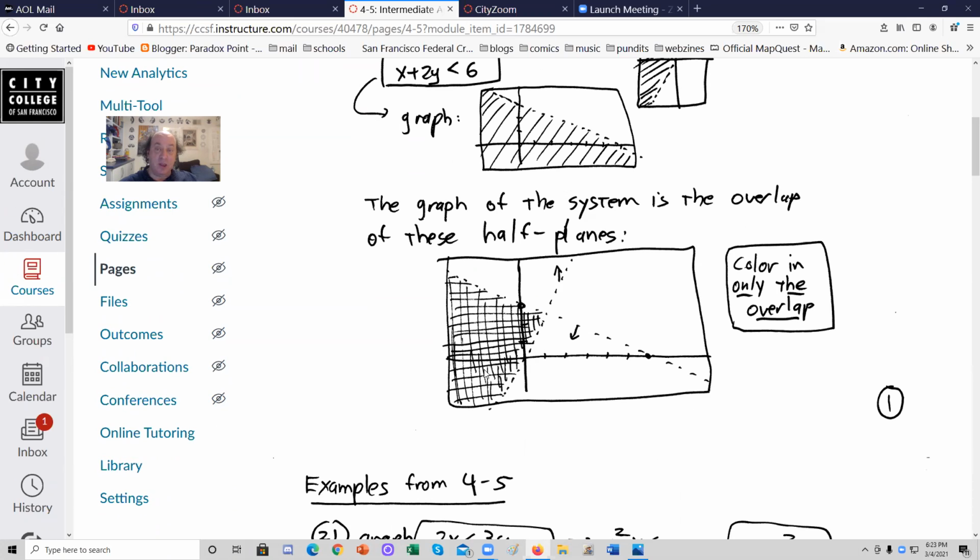Now, I have a strong request. When doing this kind of problem, color in only the overlap. I've lost count of how many times someone colors in left of this line here and below this line here, and so you get 3/4 of the plane, and no, that's not the answer. It's only this 1/4 of the plane. This only fits one inequality. This fits only the other inequality. I want the part of the plane which fits both parts of the inequality.